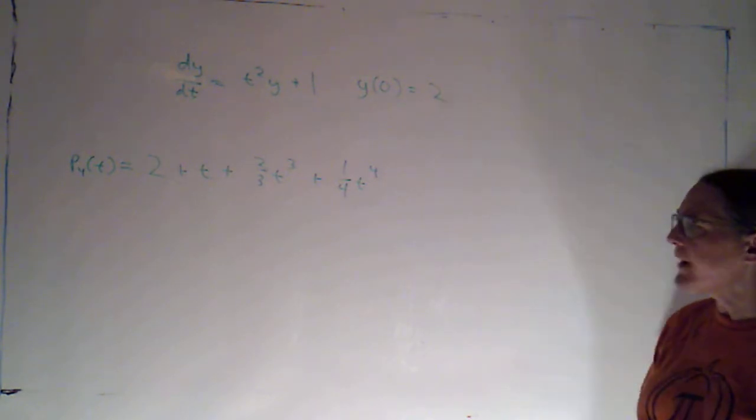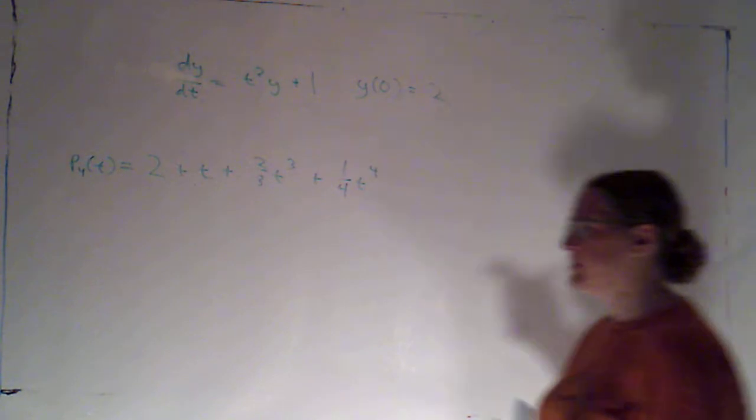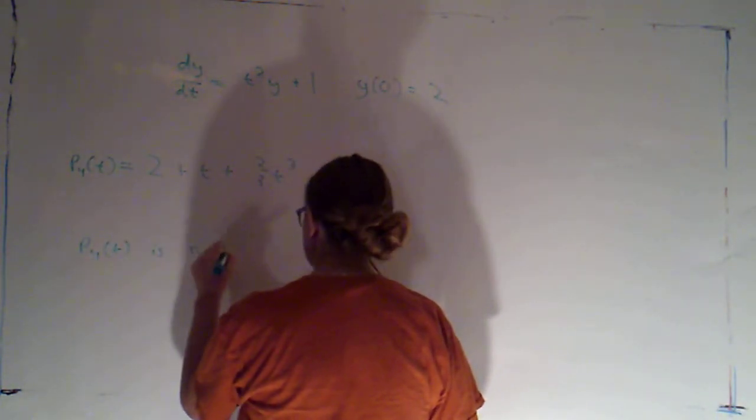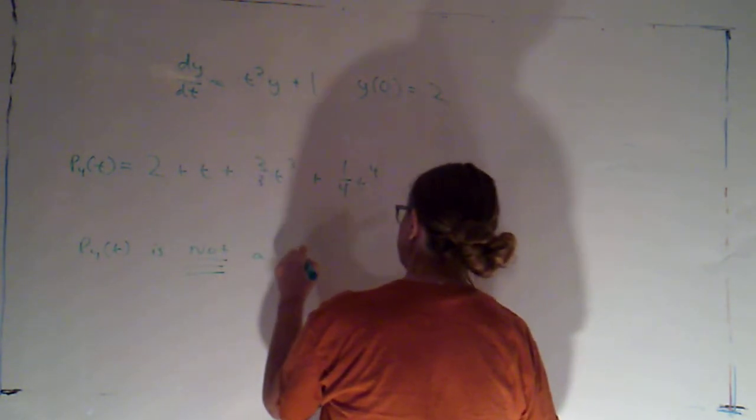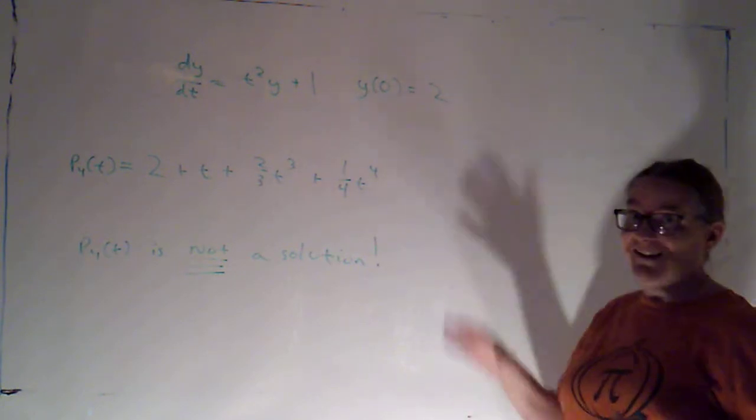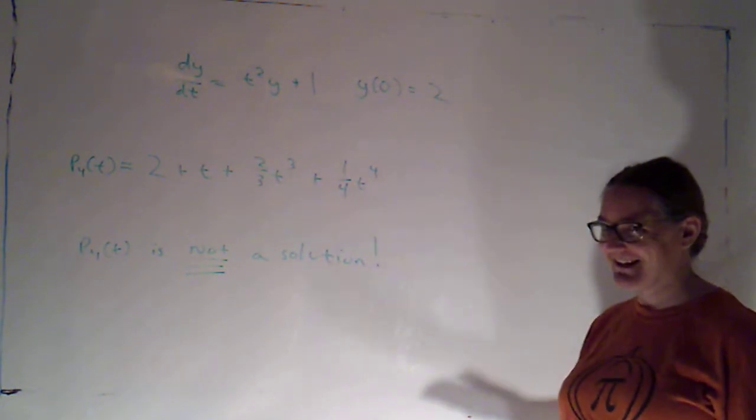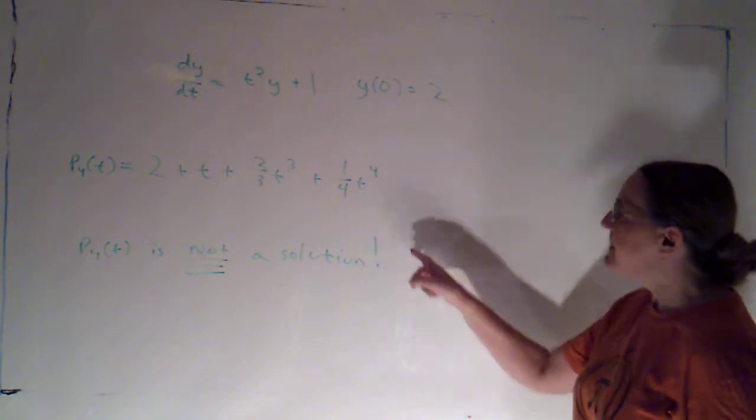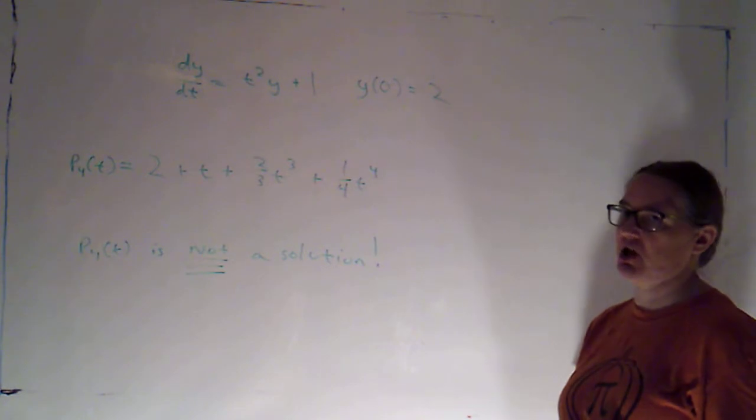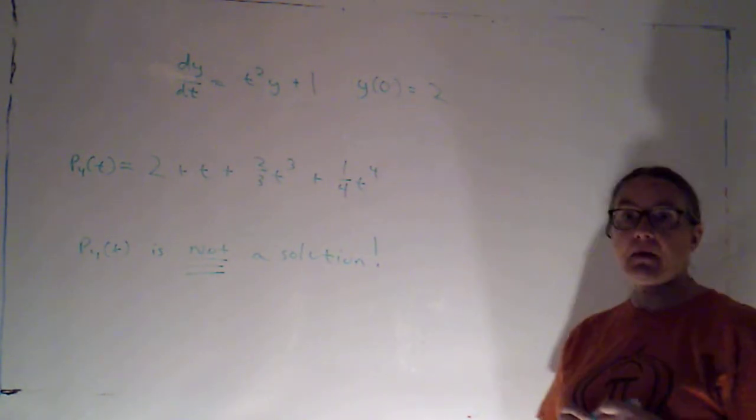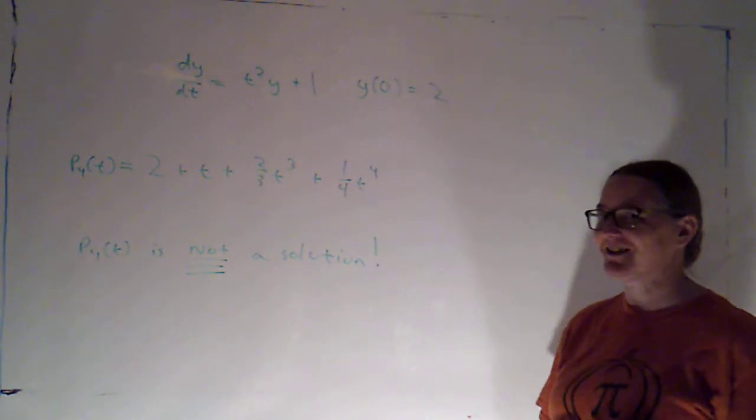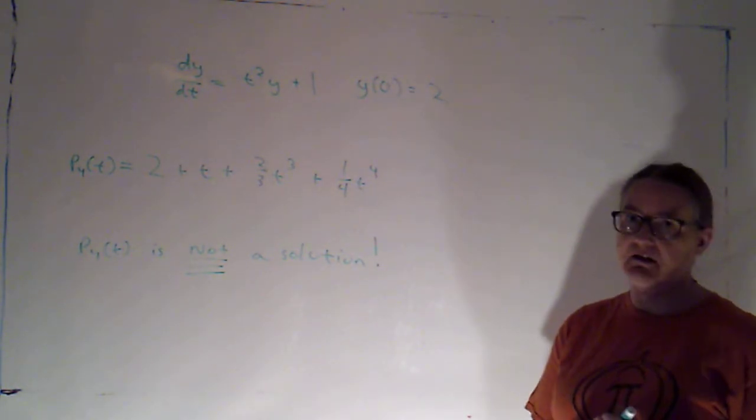All right, I want to point out one thing that's very, very important when we do this, and that's that P4 of t is not a solution to this differential equation. We are hoping that the entire Maclaurin series is a solution. Okay. This is what we would use to get a decimal approximation of values on the curve for particular values of t. This is approximating a solution, but we are not claiming it is a solution, and in fact it's not.